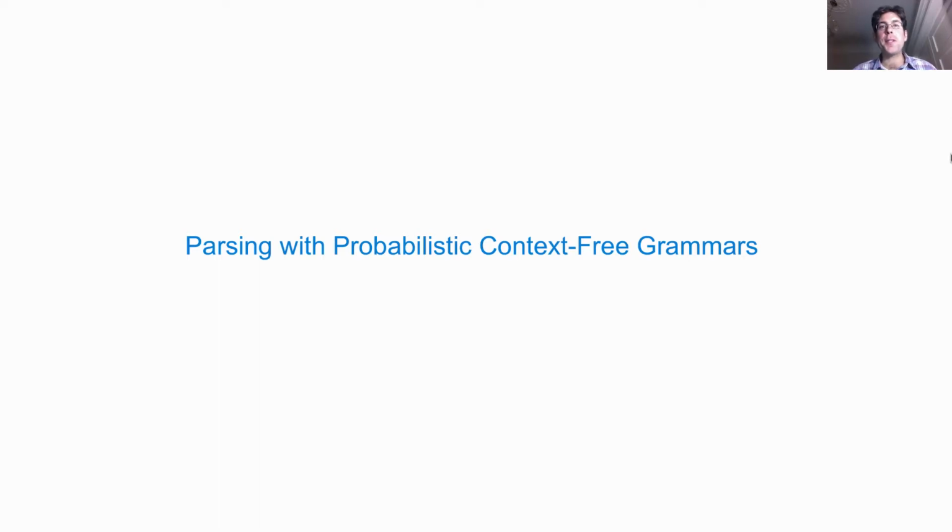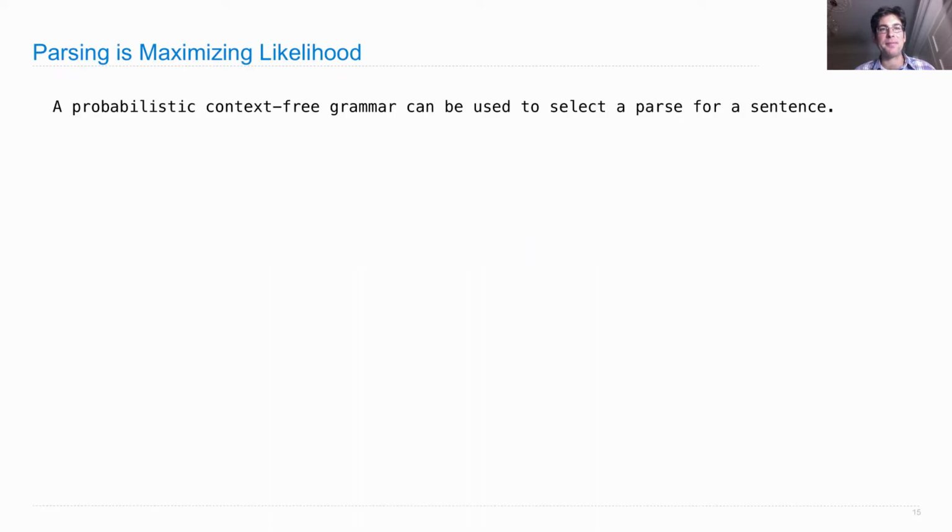It turns out that once we've learned the frequency patterns of different expansions, different rules, different lexical rules in a grammar, we can actually use that to figure out the structure of new sentences. That's called parsing. So a probabilistic context-free grammar, such as the one we just learned from data, can be used to select a parse for a sentence.